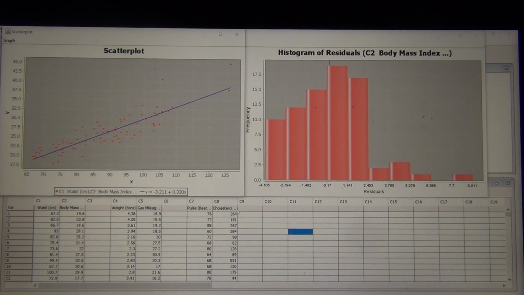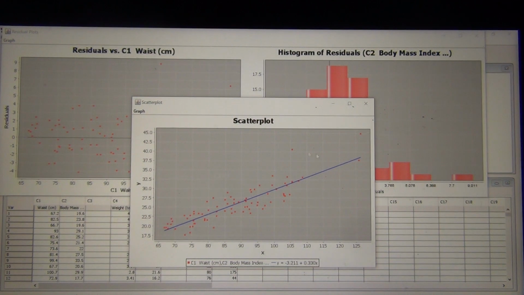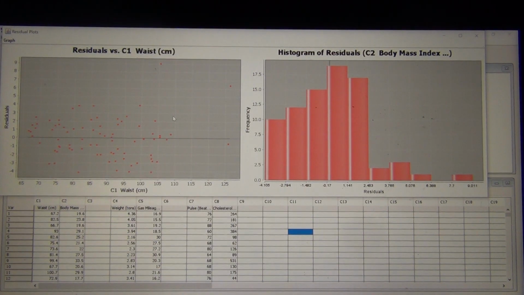Let's see what it looks like. So here's our scatter plot, right? There's our scatter plot right there. Looks good. The dots are very close to the line. I'm seeing a positive linear relationship here, pretty strong. Here are my residual graphs. Here's the residual plot right here, and here is our histogram of the residuals. So those are those two graphs that I was showing you last time.